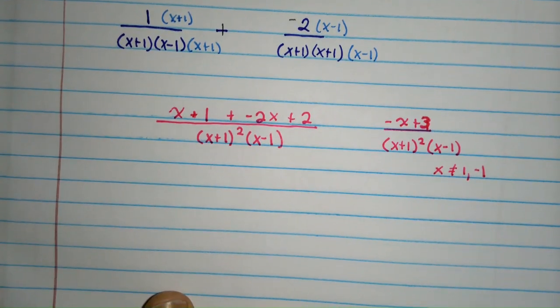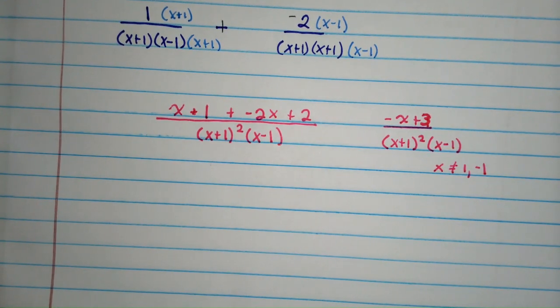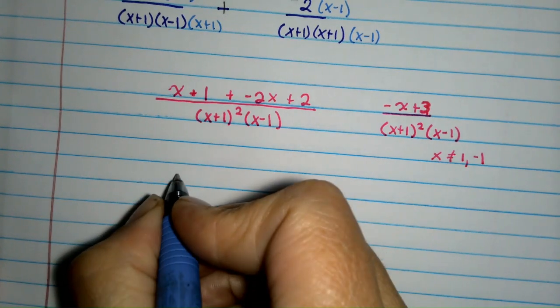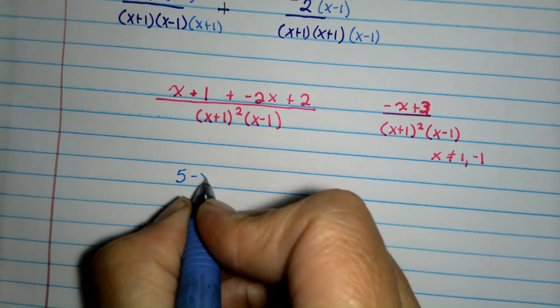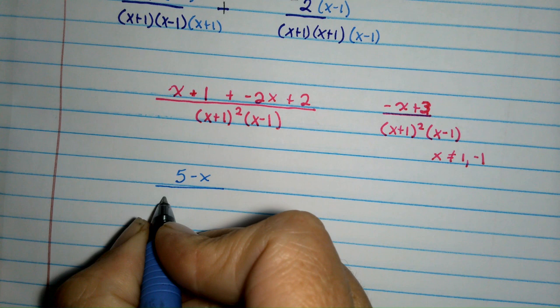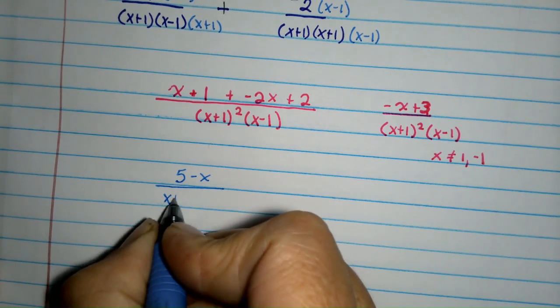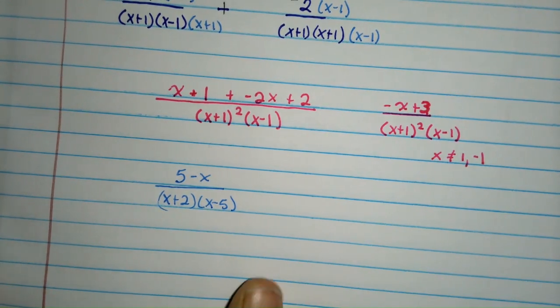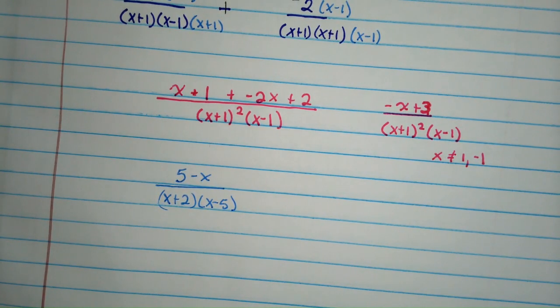Now, just a quick note, if you ever have the following type of answer, 5 minus x over x plus 2 x minus 5. I know some of you would be inclined to say this doesn't reduce because the top one is 5 minus x and the bottom one is x minus 5.